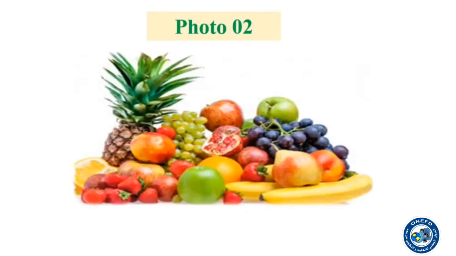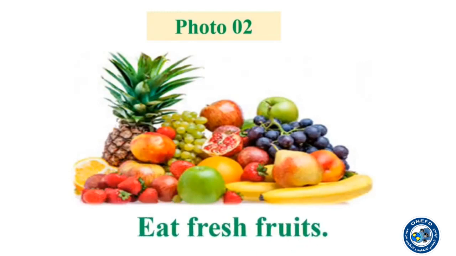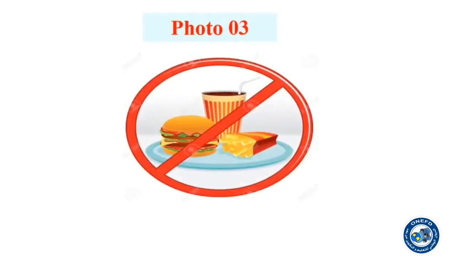Let's look at photo number 2. As we have seen before, there are a group of fresh fruits. So we say eat fresh fruits. Eating fresh fruits is very healthy. So, eat fresh fruits is an order. It is in the affirmative form. It starts with the verb eat plus the object fresh fruits.